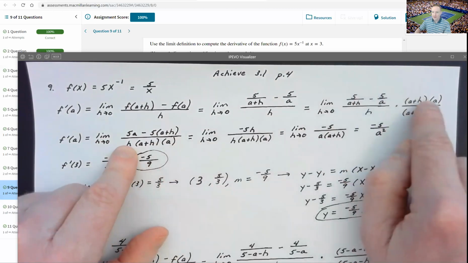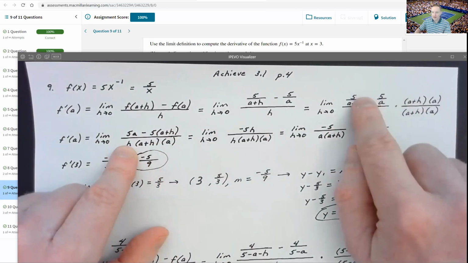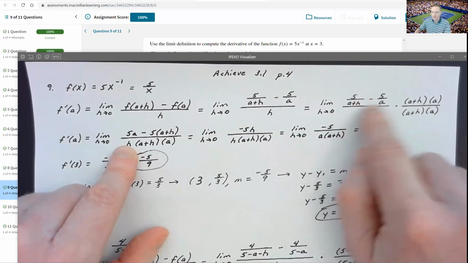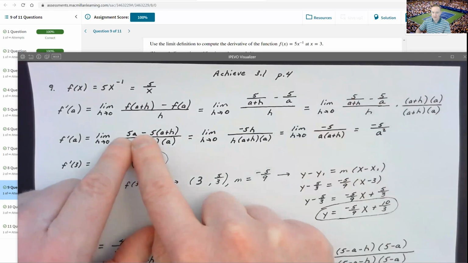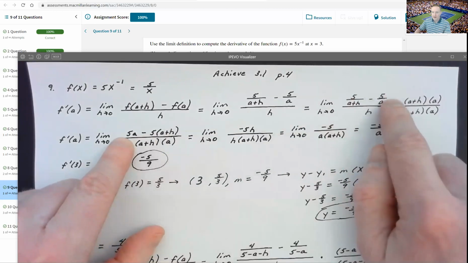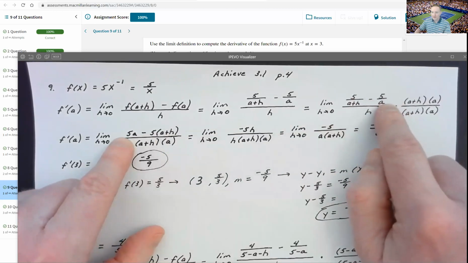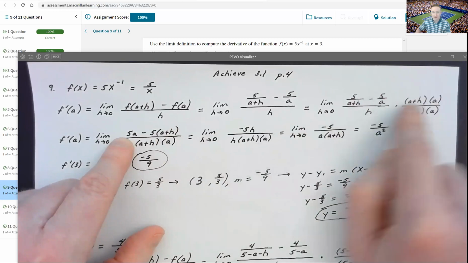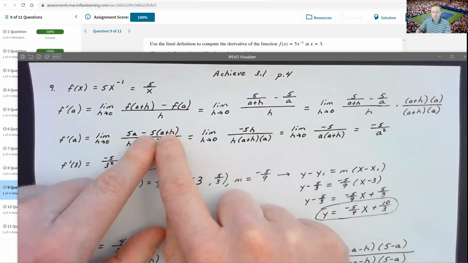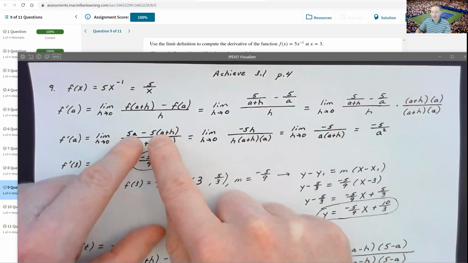In my numerator, if I multiply these two terms times the first term here, the a plus h cancels, but I'll still have 5 times a left over. That's where that came from. Then I'll have minus 5. This a will cancel out that multiplication of a, but you're going to have minus 5 times the group a plus h. Okay, so now we'll have 5a minus 5a.